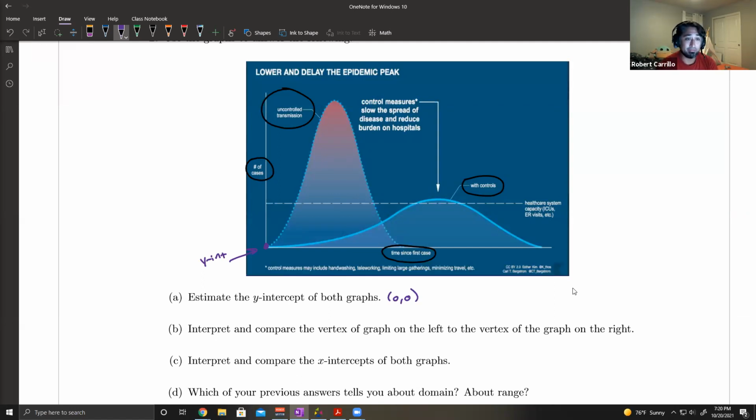Okay. And then B says, interpret and compare the vertex of the graph on the left to the vertex of the graph on the right. So looking at this graph on the left, here's our vertex. And looking at the graph on the right, here's our vertex. So what do you think the difference is between both of those vertexes? Definitely one's higher than the other, but look at the graph, compare them, and try to understand why one is larger than the other.